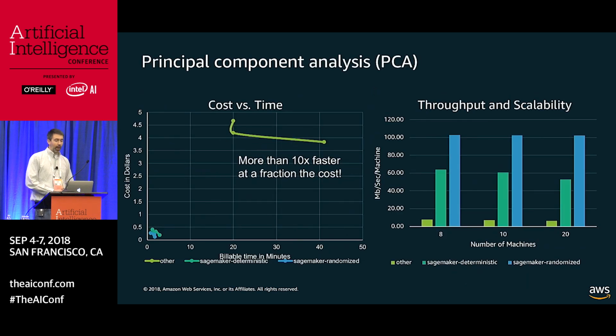Principal components, blindingly fast. You can barely even make out the line in the lower left-hand corner there, but just almost linear scalability and throughput again. It's designed to scale to the largest data sets and still be fast.